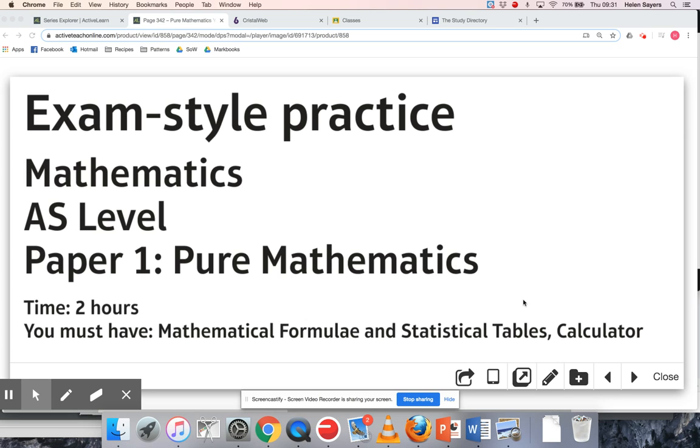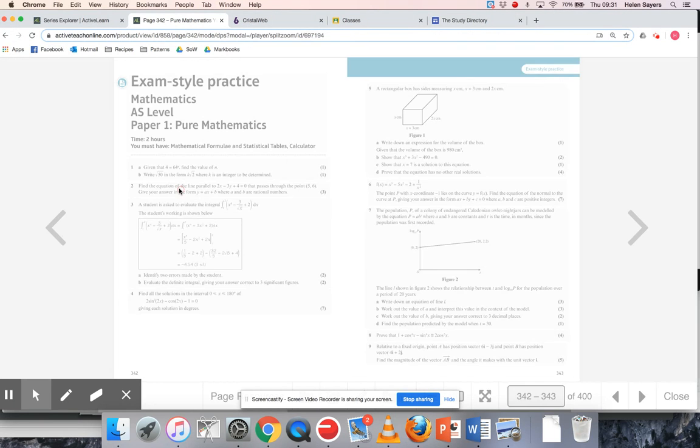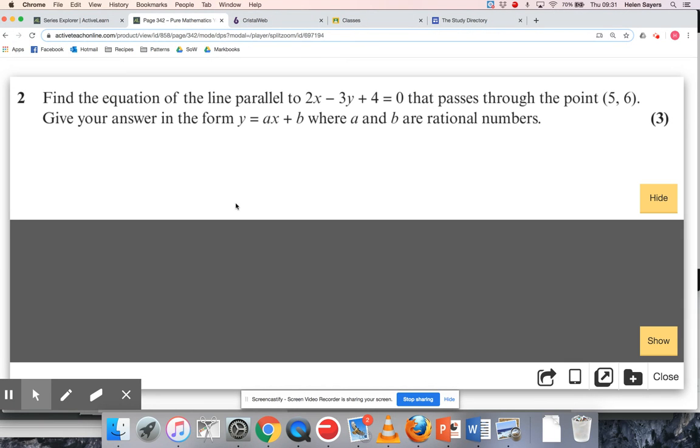Okay, we're looking at the practice paper from the textbook and we're on to question 2. Okay, so this is coordinate geometry. So we've got a straight line and we want the equation of a line that's parallel to this one. So obviously we're going to look at the gradients and then we're given a point that it goes through, and it just tells us A and B are rational numbers. So that does not mean that they have to be integers.